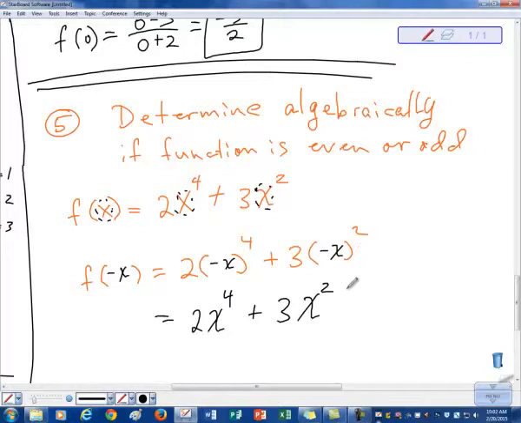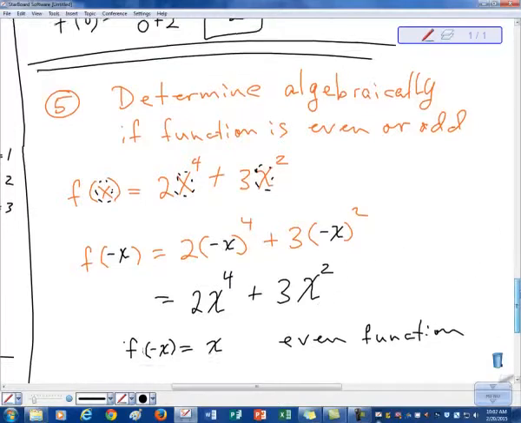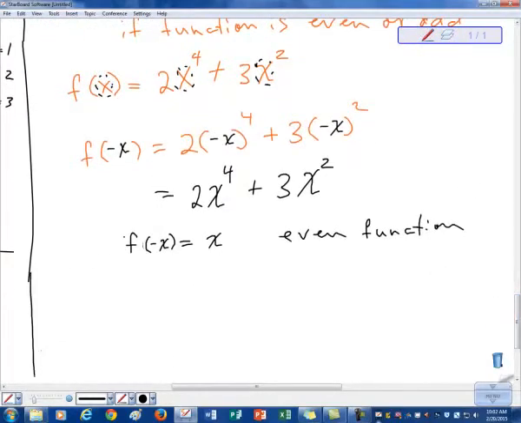And so, since it comes out to be the same, if f of negative x equals f of x, this would be an even function. In other words, we substitute negative x in, and you get the same thing you started with. That's an even function. Well, what would be considered an odd function?